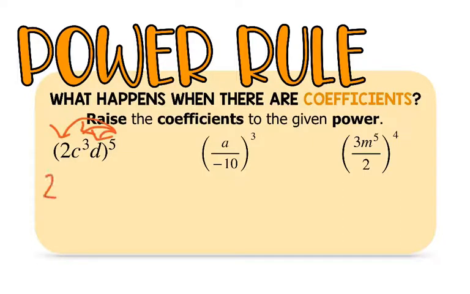It's going to be 2 to the 5th power. Now, how did I get that? How did I know it's 2 to the 5th? Remember, technically there's an exponent of a 1 right here, so when I multiply it together, 1 times 5 gives me 5.